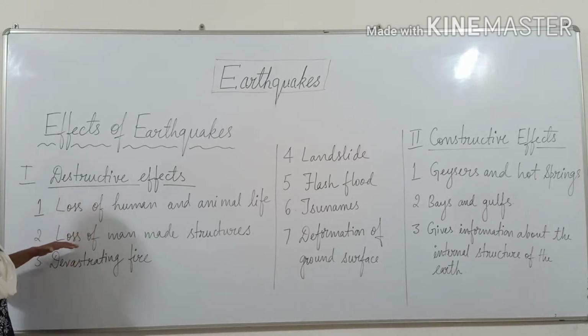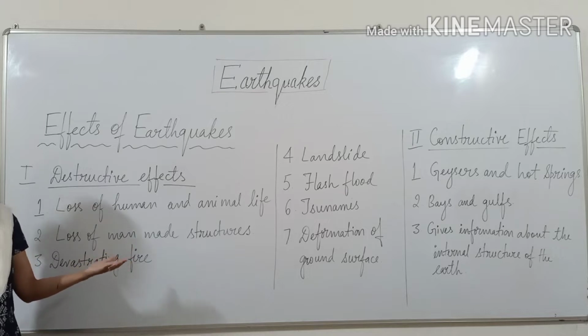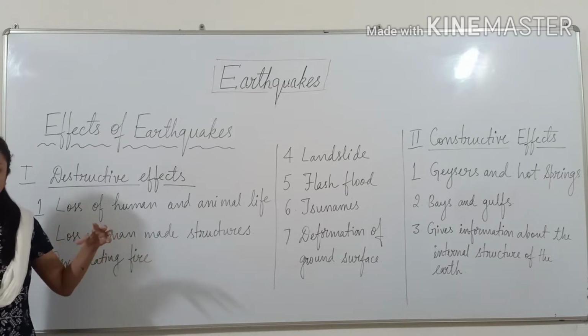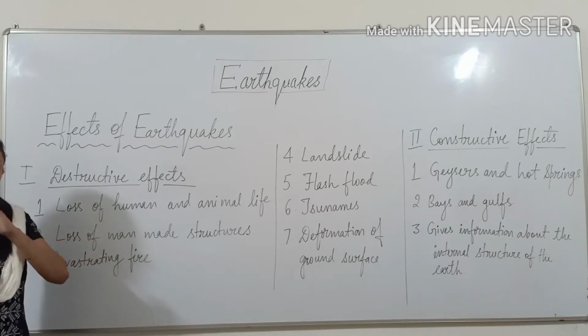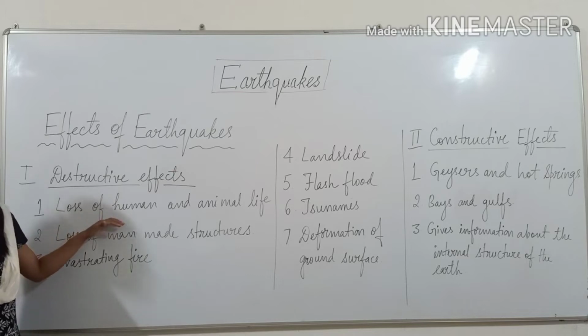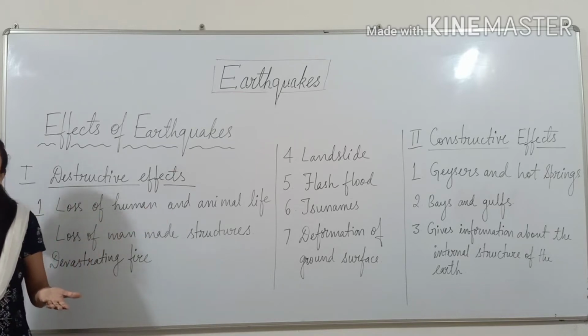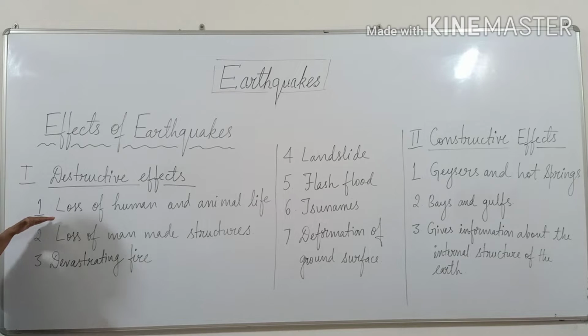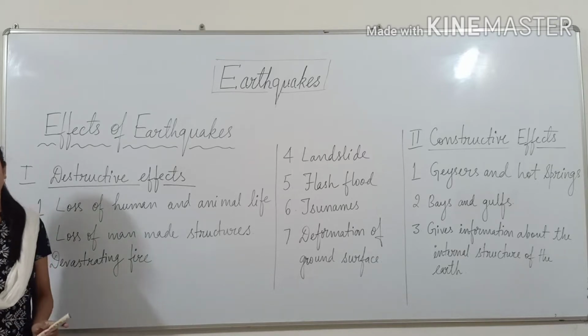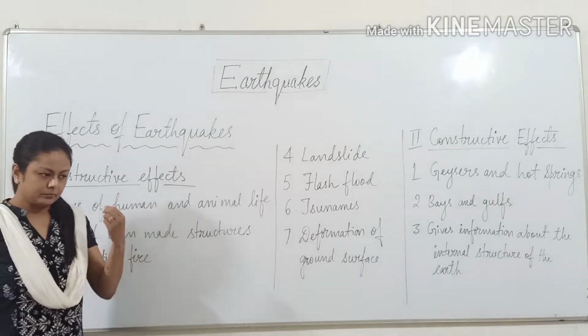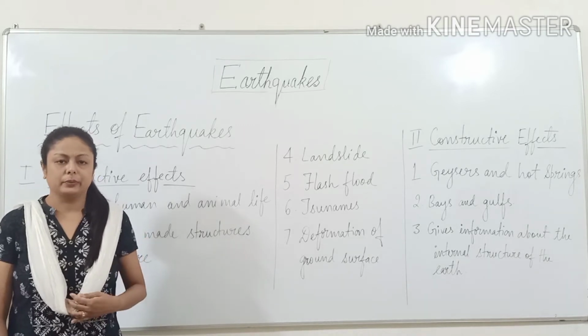Disaster means when the built-up, man-made structures are destroyed, and because of the destruction, human beings and animals lose their life. So these are the first two destructive effects of earthquake. Now the third one is devastating fire. How does fire occur during an earthquake?